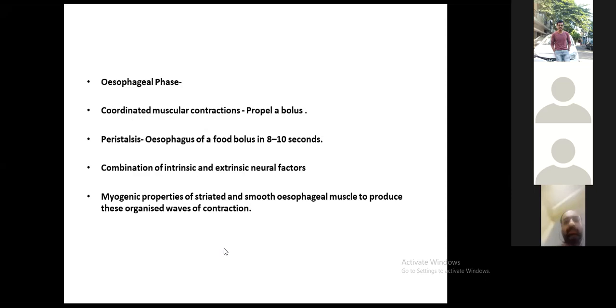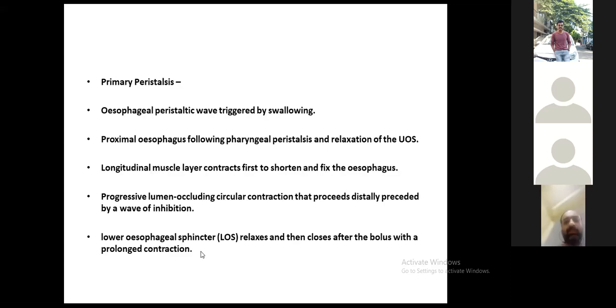Next it is the esophageal phase. Esophageal phase occurs due to the coordinated muscle contraction, which propels the food bolus from proximal to distal direction. Usually, the food bolus from the proximal to distal esophagus is transmitted within 8 to 10 seconds, which occurs due to the combination of the intrinsic and extrinsic neural factors.